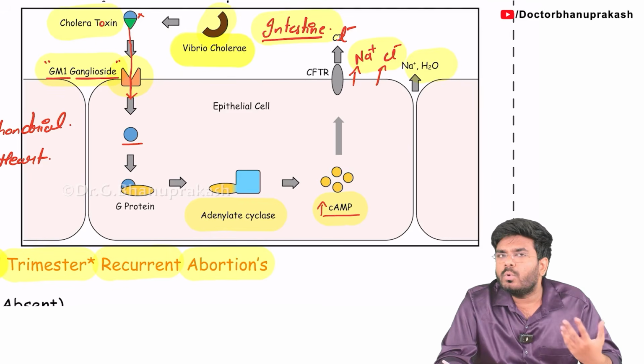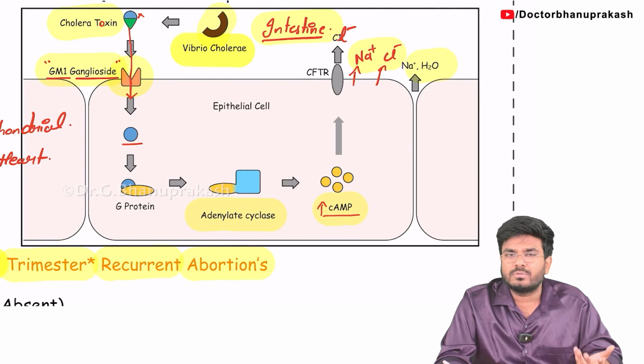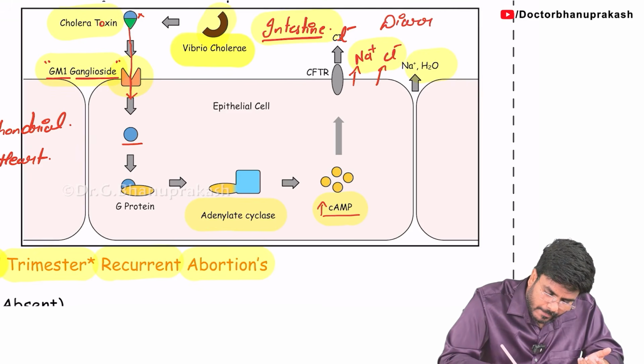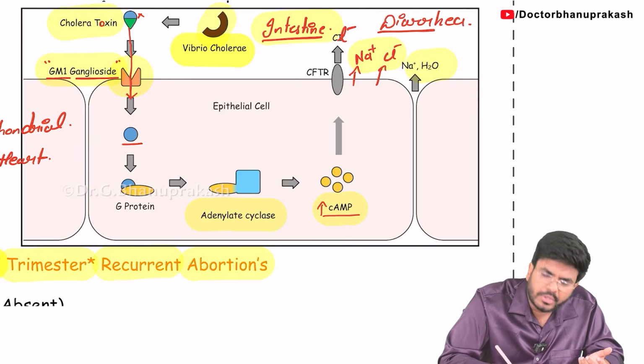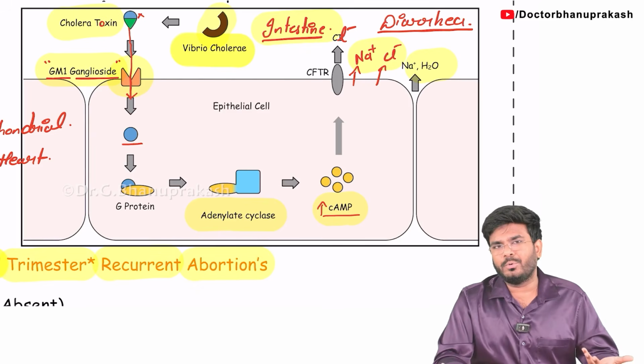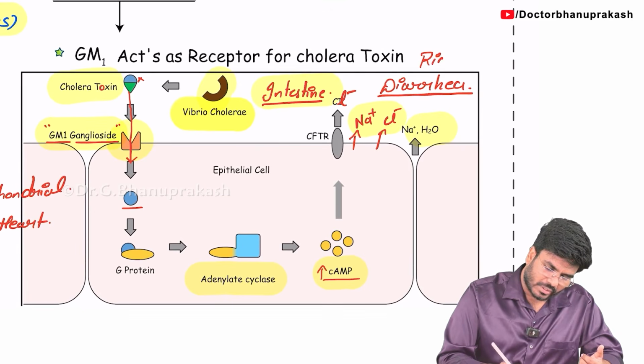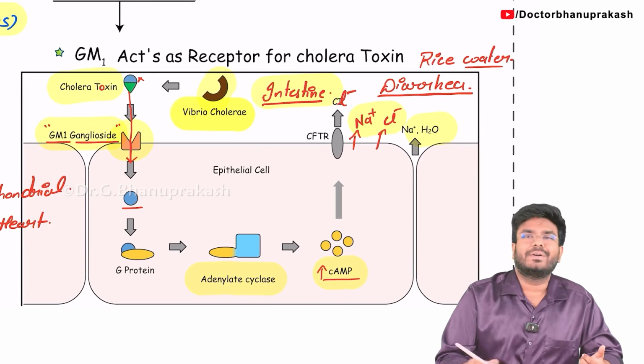Now, as more and more water is getting secreted, the patient can have diarrhea. This patient is going to suffer with diarrhea. Cholera is going to cause diarrhea; the main problem with cholera is diarrhea. So how is the diarrhea going to look like? This diarrhea is going to look like rice water. Okay, rice water like diarrhea.